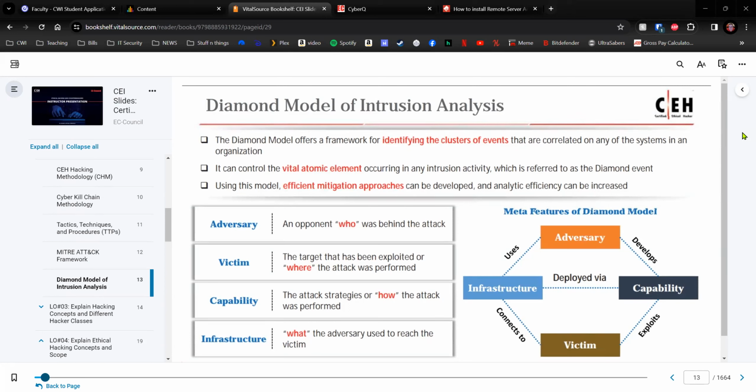Okay, so there's 4 things, which is why it's called a diamond. You have your adversary, your opponent who was behind the attack; your victim, the target that has been exploited or where the attack was performed; capability, the attack strategies or how the attack was performed; and infrastructure, what the adversary used to reach the victim. And as you can see, they have it all mapped out here in your nice little diamond model.